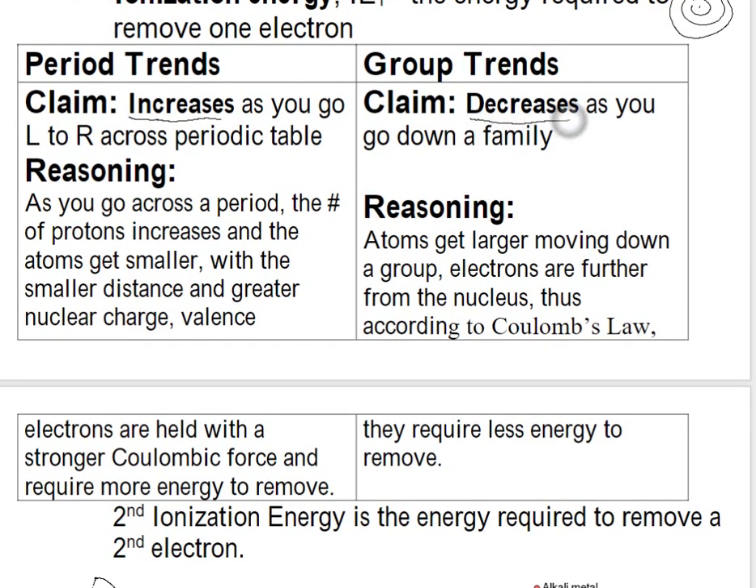It decreases as you go down a family. The reason is because the atoms get larger moving down a group. The electrons are farther from the nucleus. Thus, according to Coulomb's law, they require less energy to remove. They're easier to take away because the atoms are bigger.